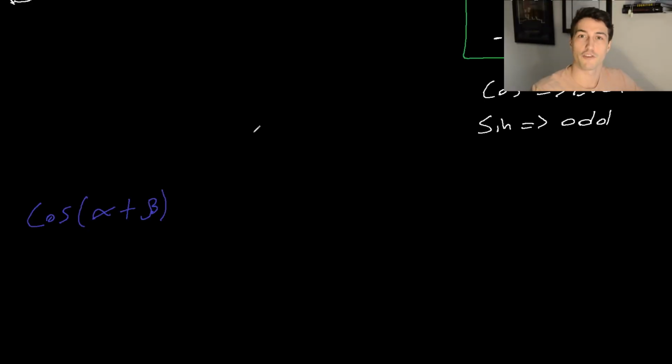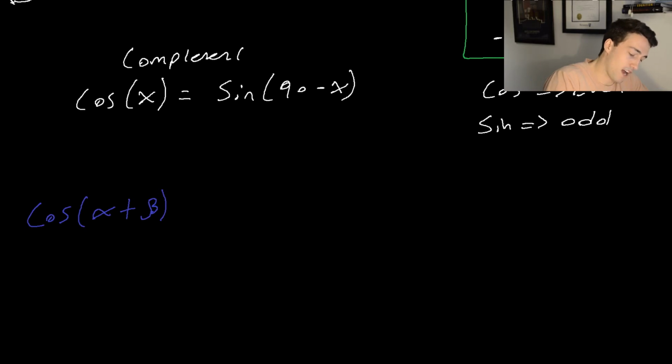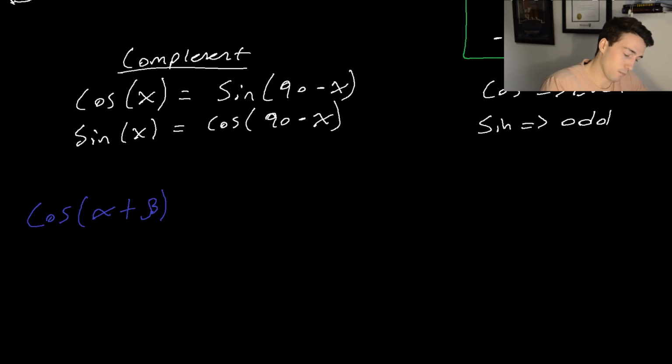Now to get the third compound angle identity, cos of alpha plus beta, it's a little bit more involved, but all we need to know is that cos of x is equal to sine of 90 minus x. So this is the complement property. Sine and cos are complements of each other, and the graphs will actually be shifted by 90 degrees, or pi over 2 if you're doing it in radians. Additionally, we can do it in the opposite way: sine of x is equal to cos of 90 minus x. So this is an important property to note.